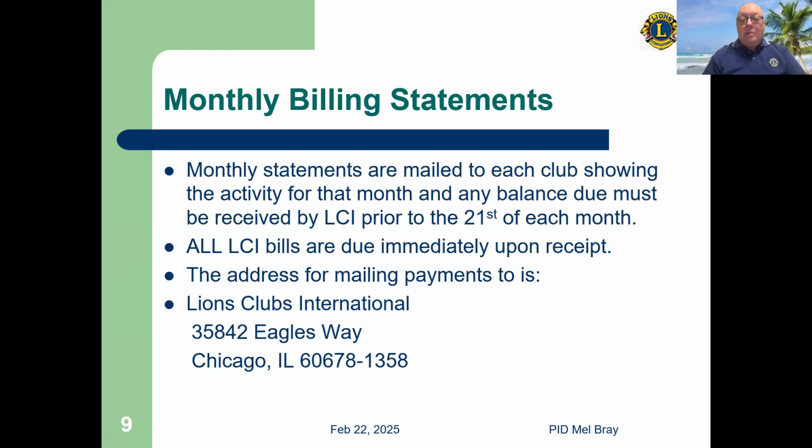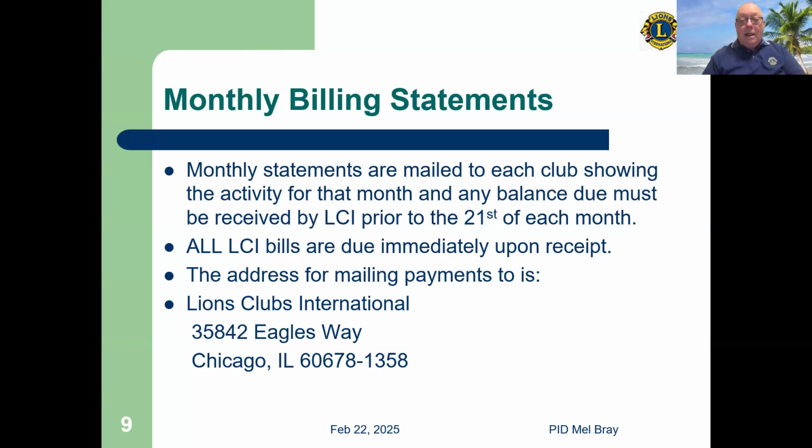Okay, monthly statements are mailed, or used to be mailed, to each club showing the activity for the month. Now LCI has it where the treasurer gets a notice on the portal saying your next statement is available. The treasurer has to go in and pull that up and see it. As the president of my club, even having PID status doesn't really help. I can't get that information and pay that bill because of my other positions. My wife happens to be the treasurer, so she has to go in, pull up that invoice, and send in the money.